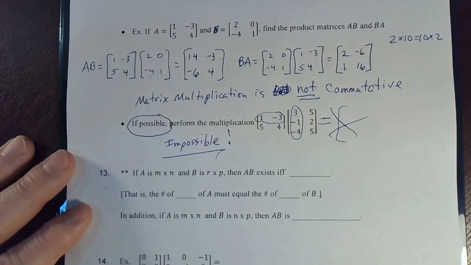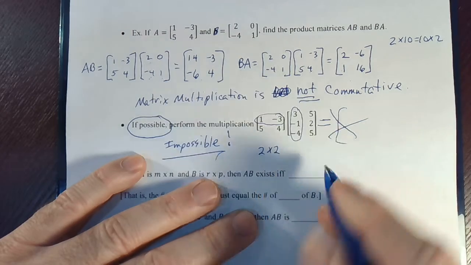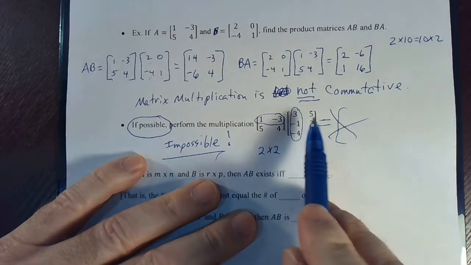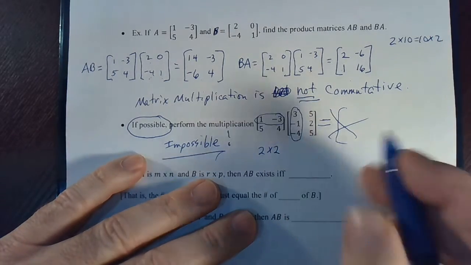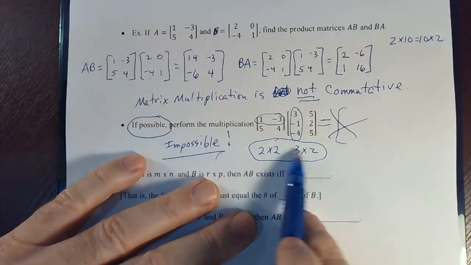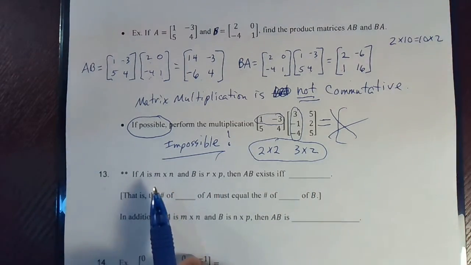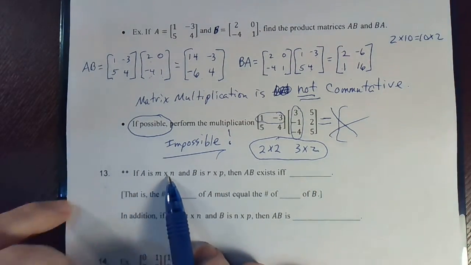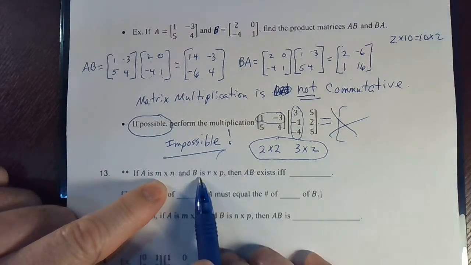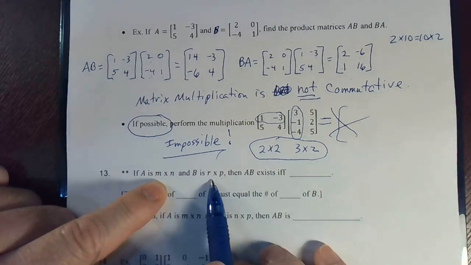And here's how we determine it. Well, note, before we do this, we have a 2-by-2, right? That's a 2-by-2, and what's the dimensions or size of this? 1, 2, 3 rows by 2 columns. 3 by 2. So matrices of these sizes cannot be multiplied like this. All right, now let's say that matrix A is M by N, could be 2 by 2, and B is a different size, R by P, could be 3 by 2.